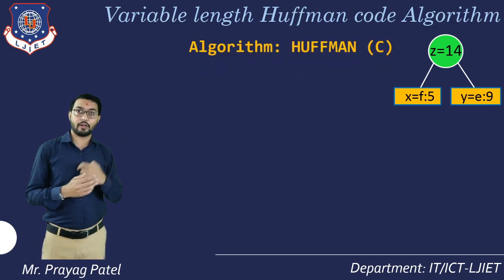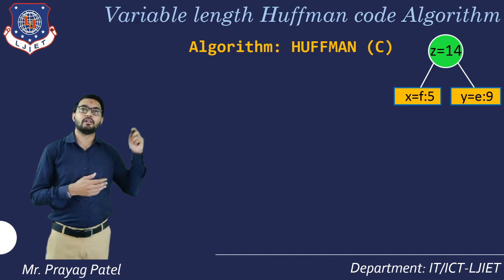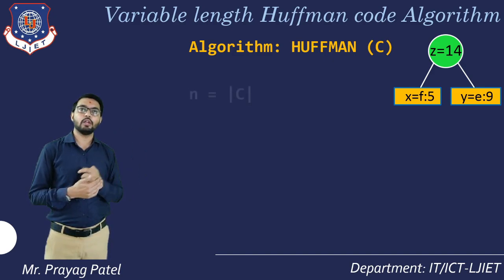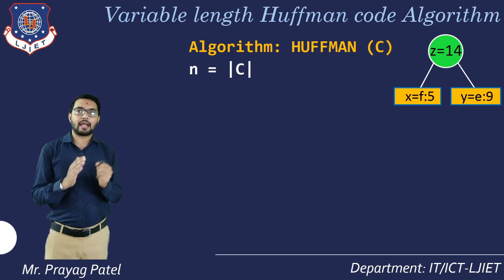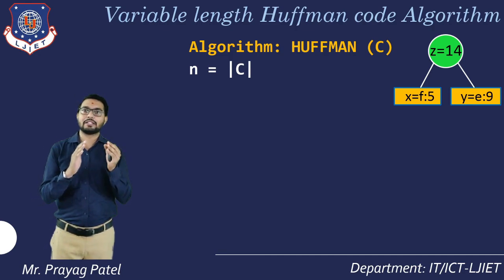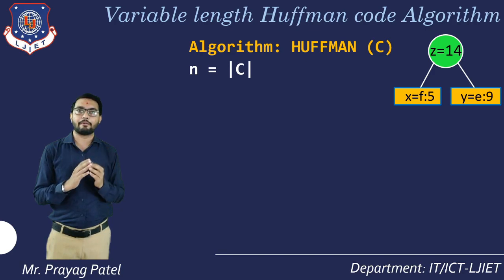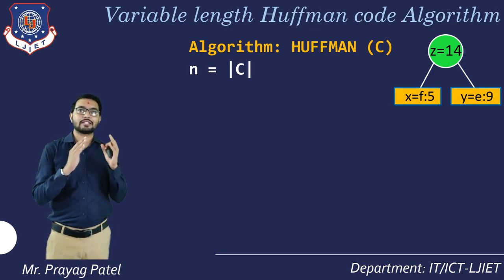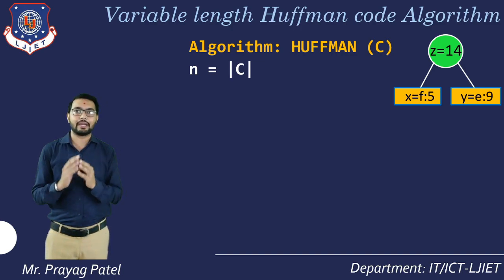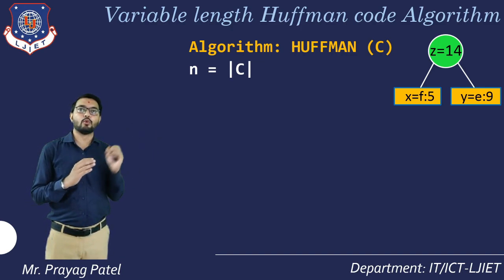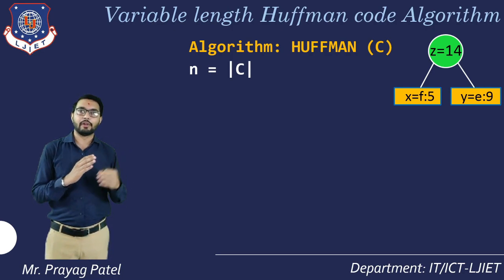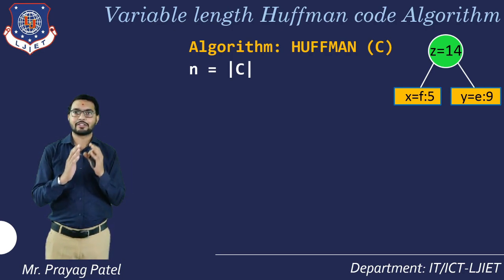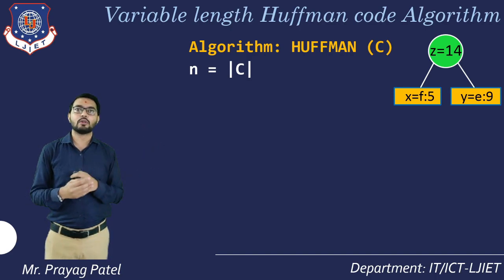Now consider the algorithm step by step. First, the name of the algorithm: Huffman code. C is your argument, meaning the given data or given frequencies, for example A, B, C, D, E, F. Then there are 6 different characters, so C equals 6 different characters. Now n equals mod C, meaning how many characters there are. Frequencies are given for 6 characters, so n equals 6.